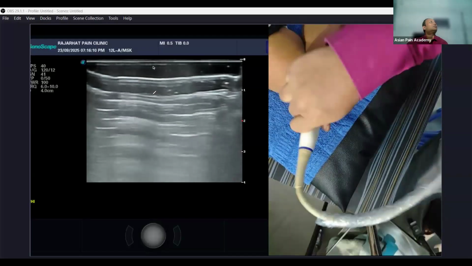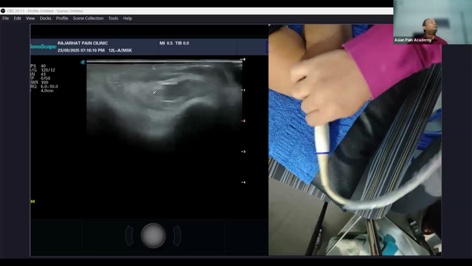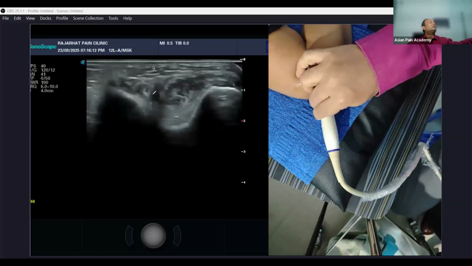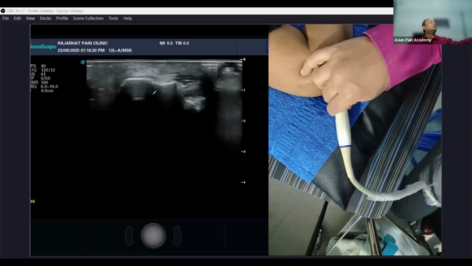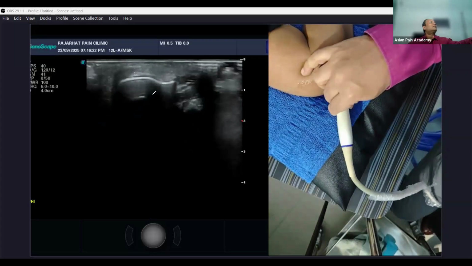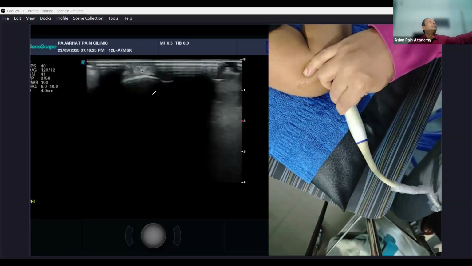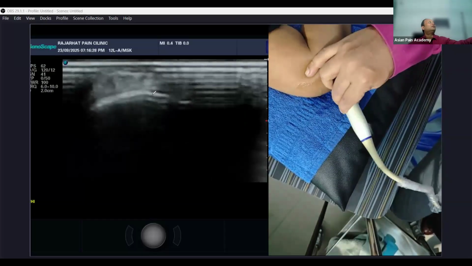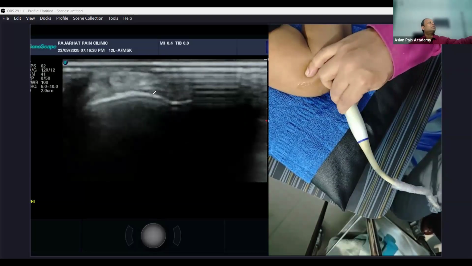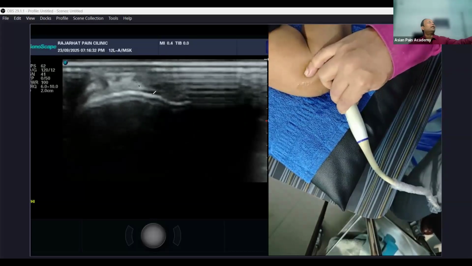So this is the olecranon fossa, and above this is the tendon. This is the tendon formation. This is some part of the lateral head still there. So this is the tendon and this is the area. We have to check this area to see the whole tendon, if there is any tear or anything like that.